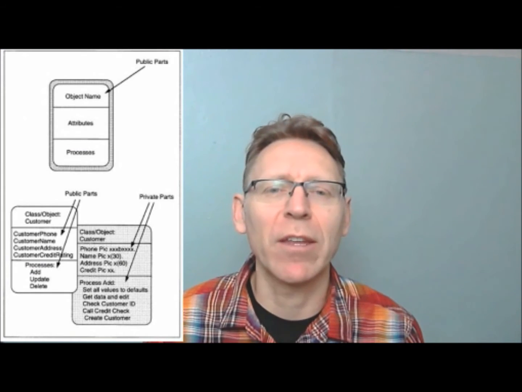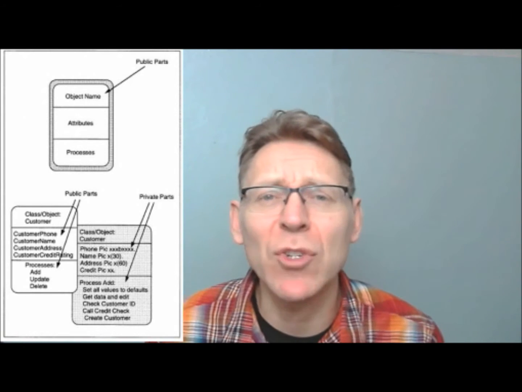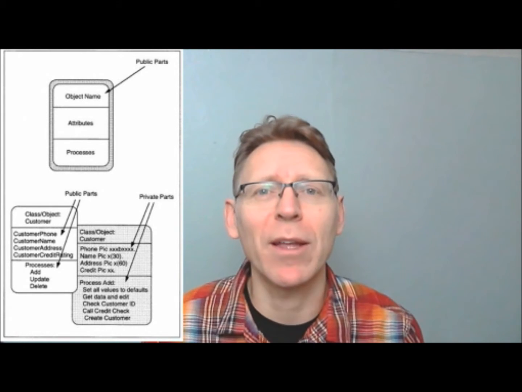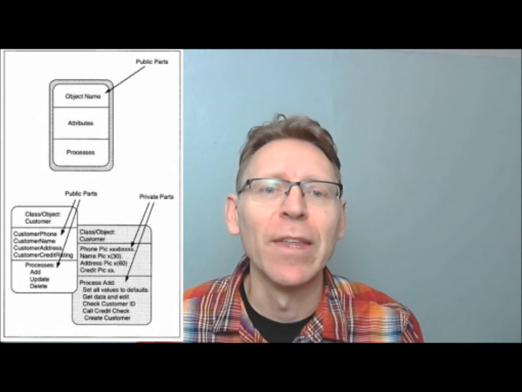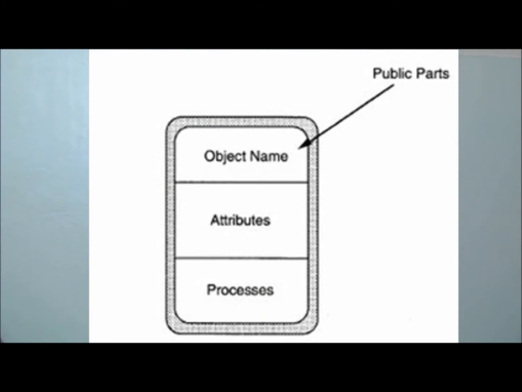Now, when we're talking about object-oriented analysis, it seems that one of the very first things we should understand is objects. And so we have this chart here that does this. What I love about this chart is it's got public parts and private parts. So what's going on here? Well, let's take a look at this. This is how an object is always drawn.